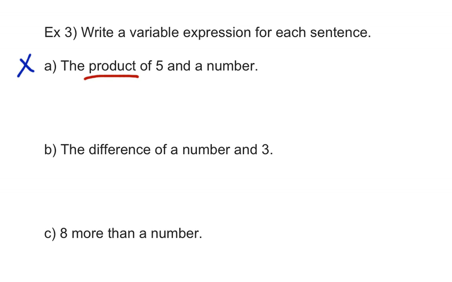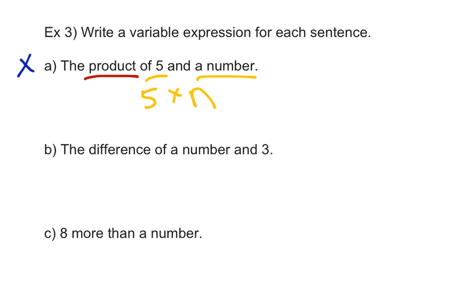So product means multiplication. And most of the time the rest of the problem is going to go right in the order that you read it in. The product of 5 and a number. So 5 times some number. Well, if it's a number where we don't know what it is, then that's where our variable comes in, and we just write n. 5 times a number.